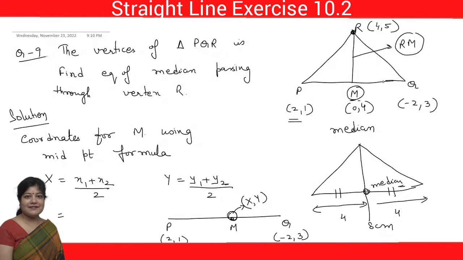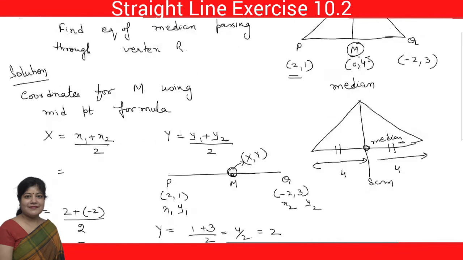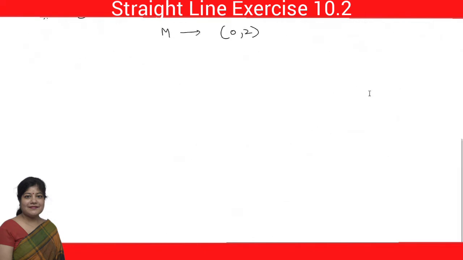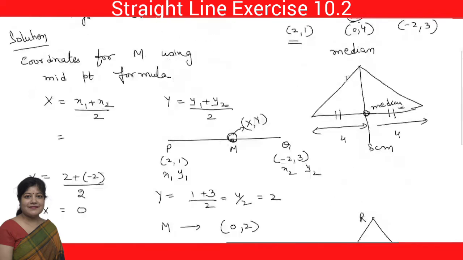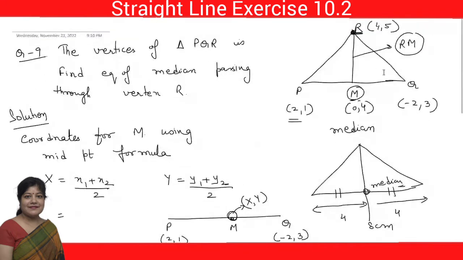Now this is the line RM. It is the equation of the median. And we have the 2 points R and M. Firstly, see on the screen. Now this is point R and this is point M. M has the coordinates 0 and 2, and R has the coordinates 4 and 5.